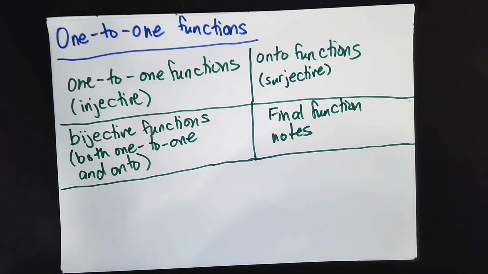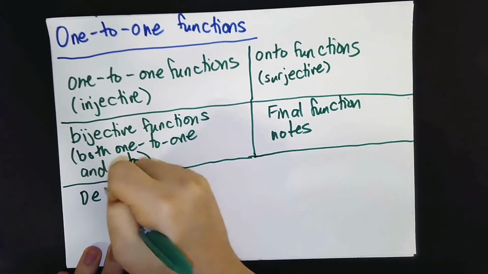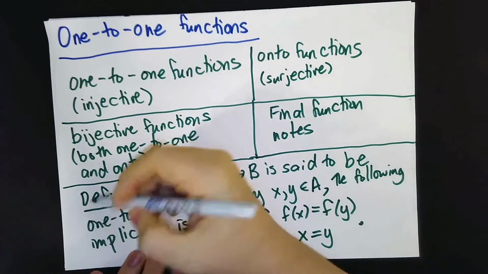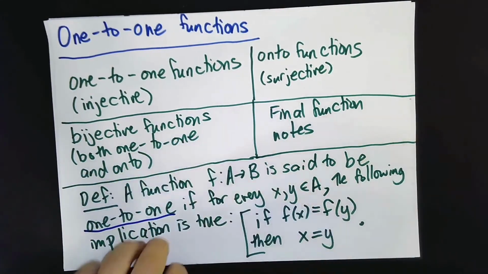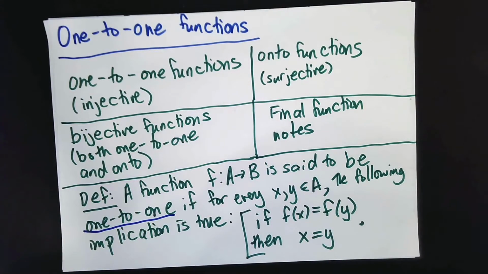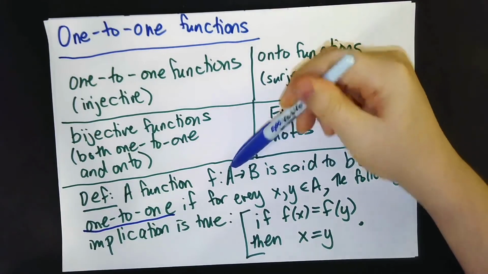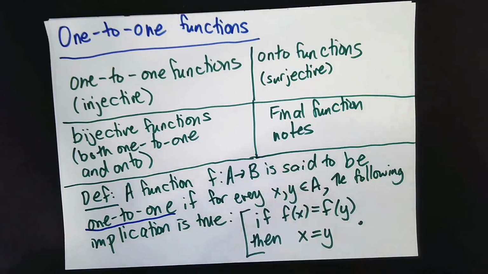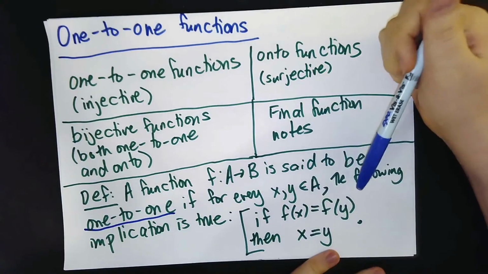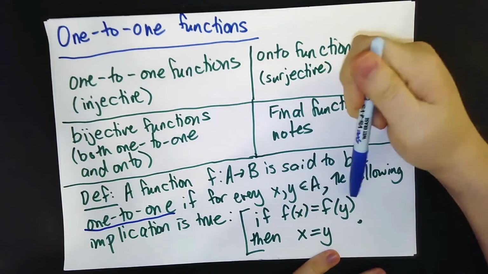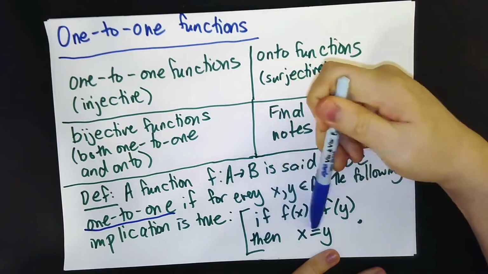But, without further ado, this is the one-to-one functions video, so I'm going to start by defining what it means for a function to be one-to-one. So here's the definition. We call a function one-to-one if every pair of elements of the domain, so note A here is the domain, satisfy the following implication, or make the following implication true. Namely, if f of x equals f of y, then x equals y.